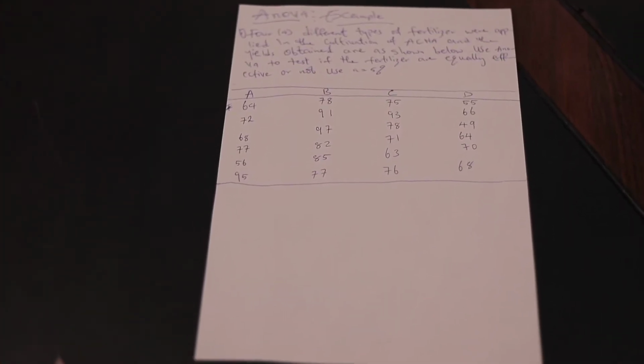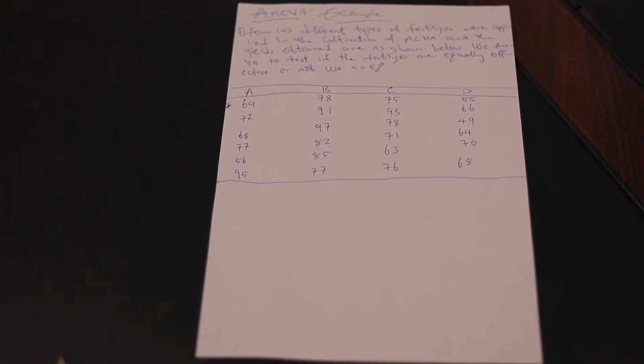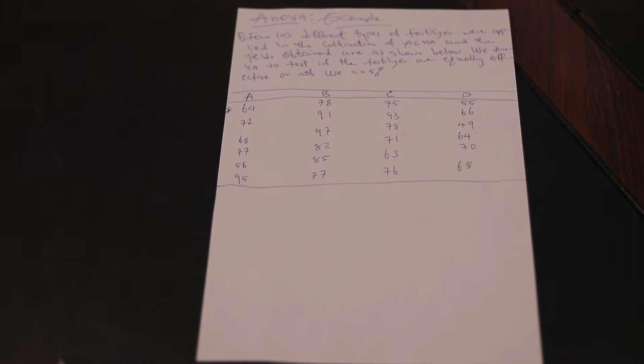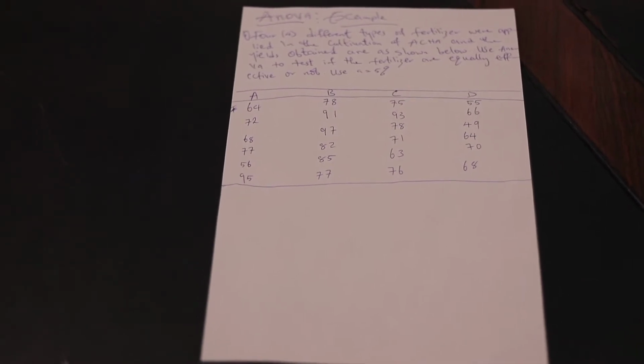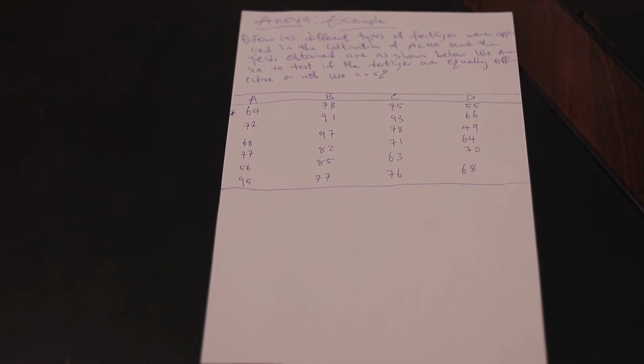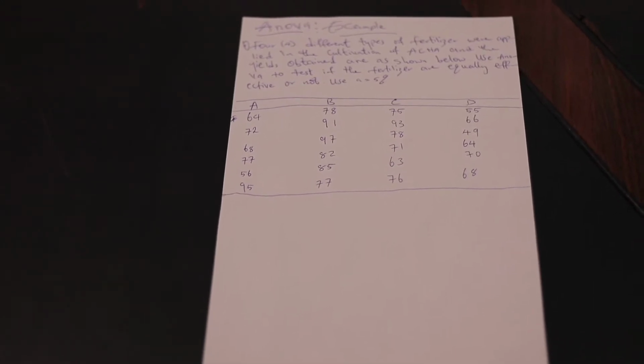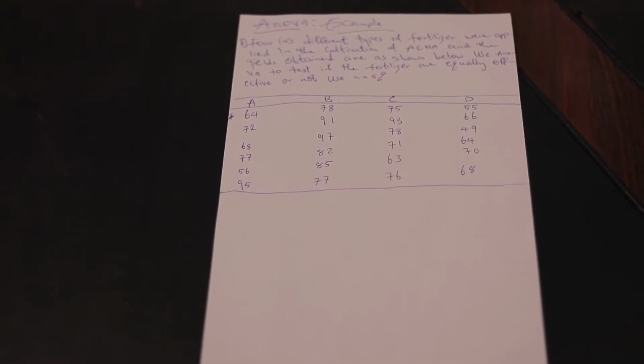Alright guys, so we are starting on ANOVA, which stands for analysis of variance, a statistical tool used for comparison of several treatment means, detecting differences among several population means.